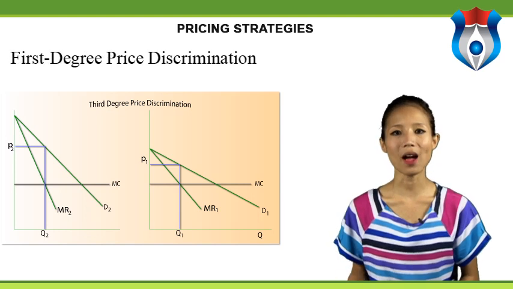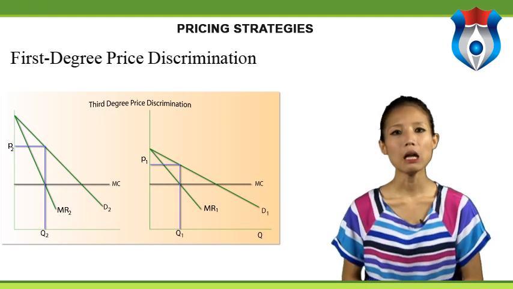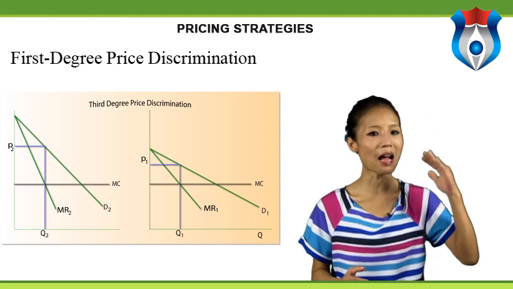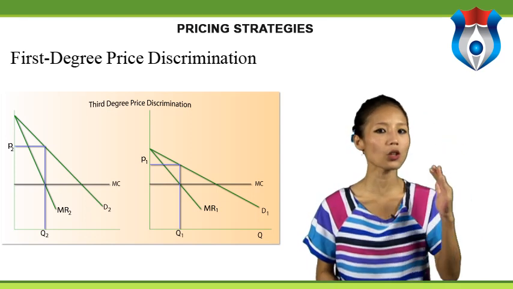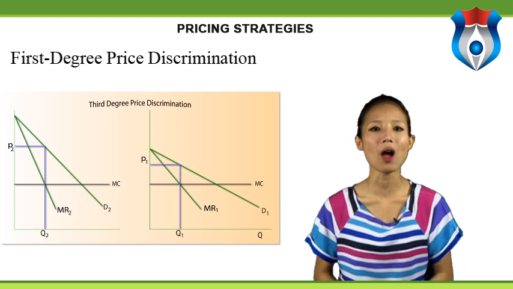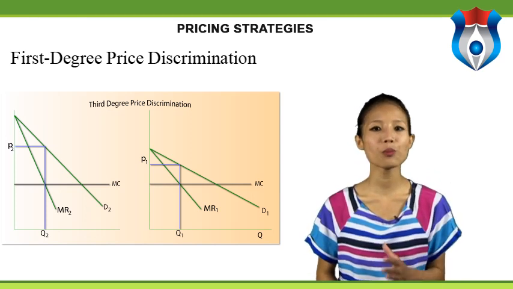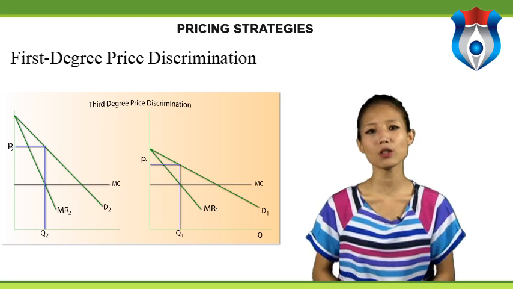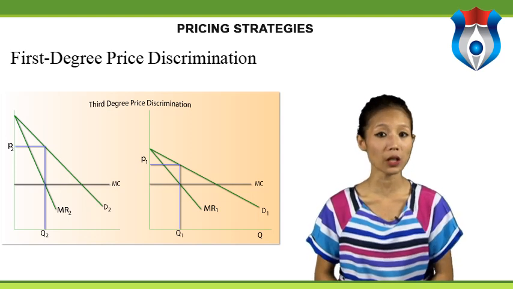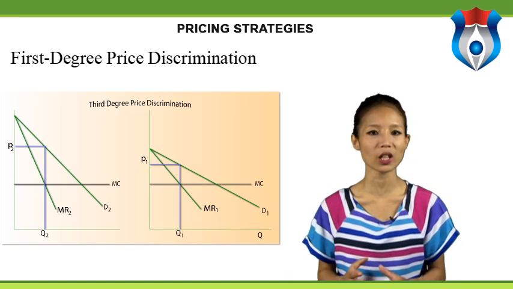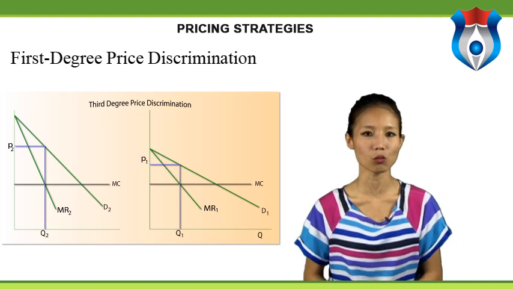First degree price discrimination. It involves selling each unit of the product separately and charging the highest price possible for each unit sold. First degree price discrimination is seldom encountered in the real world because to practice it, the firm needs to have precise knowledge of each consumer's demand curve and charge the highest possible price for each separate unit of the product sold.